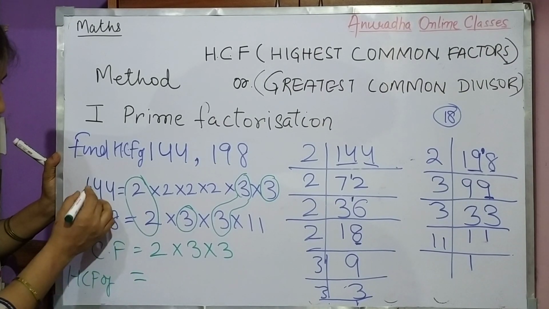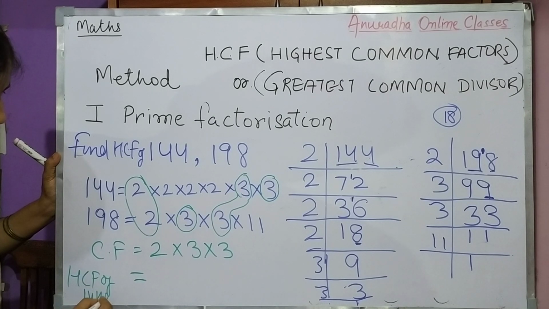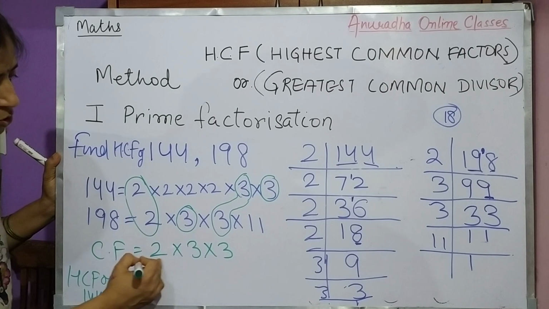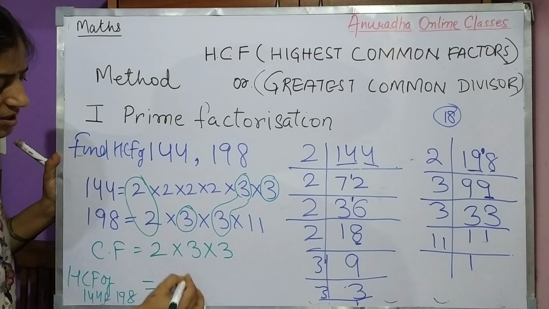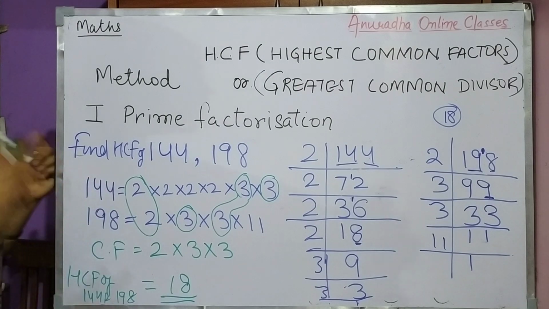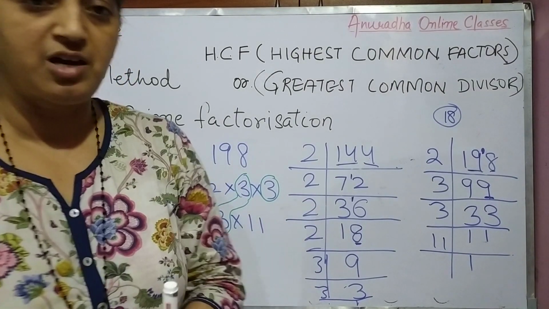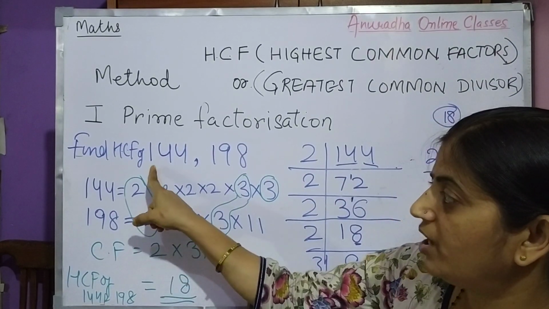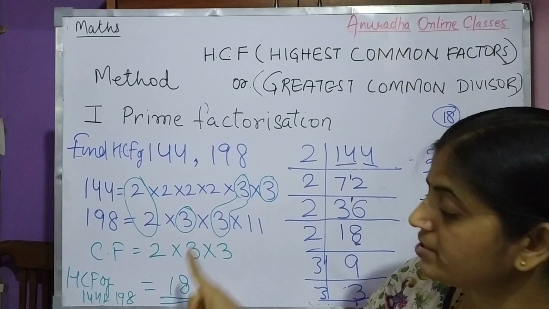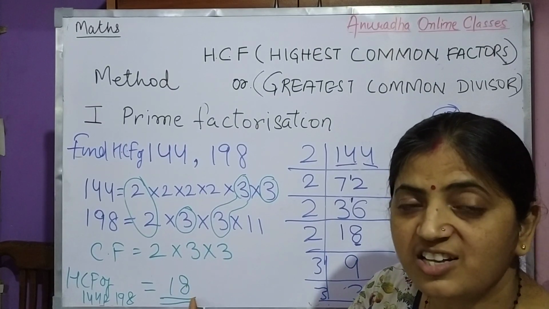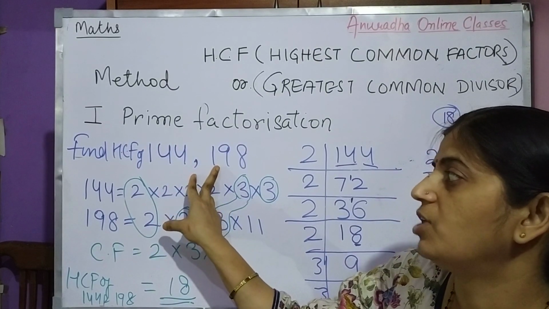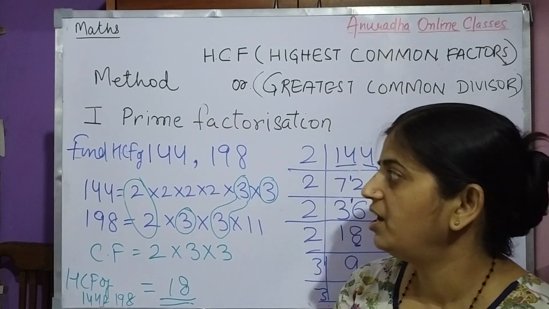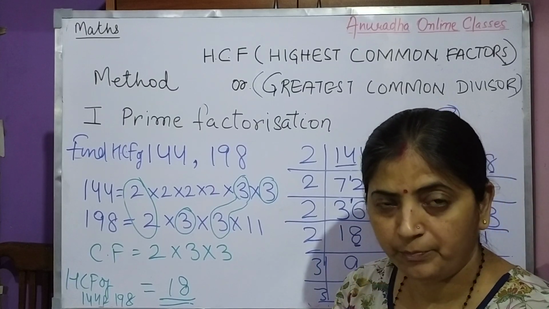Okay, HCF of 144 and 198 is equal to 2 3s are 6, 6 3s are 18. So 18 is that number. 18 एक ऐसा number है. 18 is that divisor that will divide 144 and 198. This is the greatest divisor. This is the greatest factor with which these two numbers will get completely divided. Okay children, I think this is clear to you.